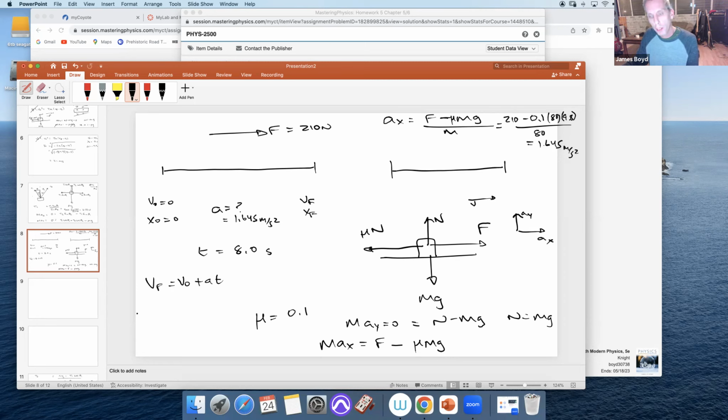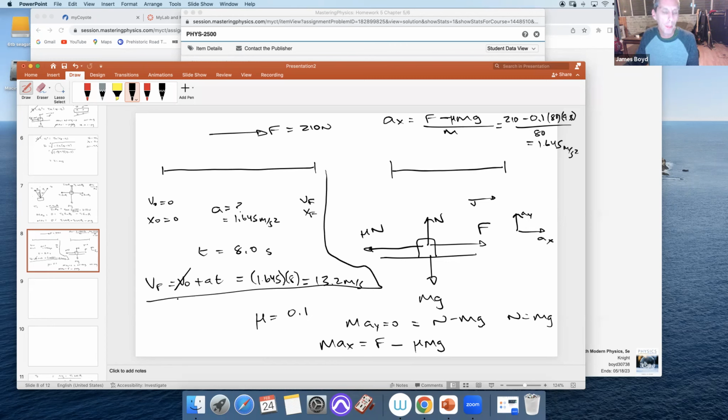This is our equation for time with constant forces, constant acceleration. V initial was 0, so V final is simply 1.645 times 8 seconds. Multiply that by 8, and I get about 13.2 meters per second. So we used the free body diagram, found a, and once we had a, we could plug it into this part.